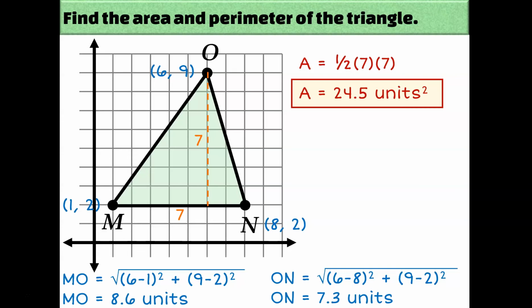Alternatively, if you feel more comfortable using the Pythagorean theorem, that is another option. Basically, we divided this triangle into 2 right triangles, one of which has a side of 7 and a side of 5, and the other has a side of 7 and a side of 2.